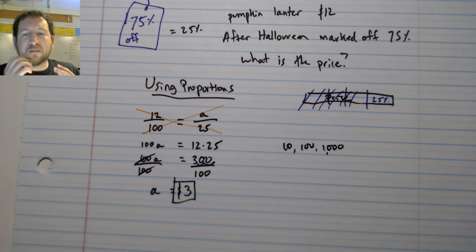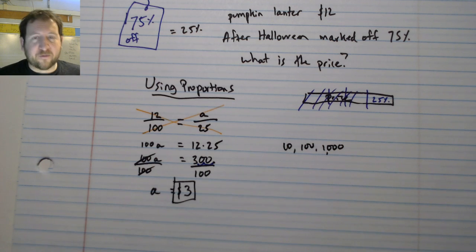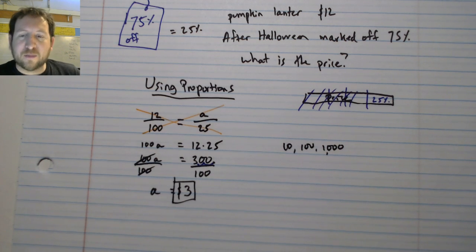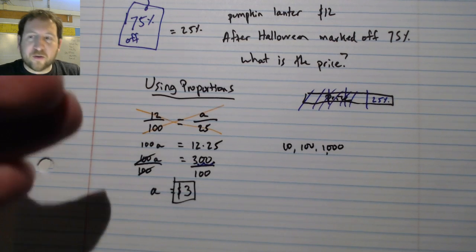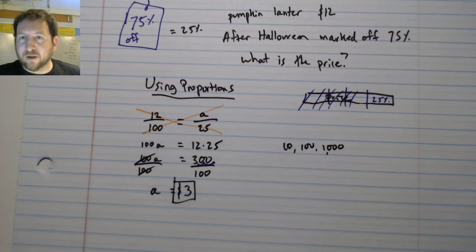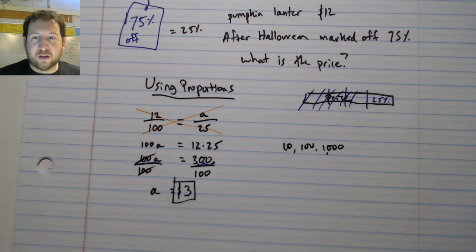Now, this backwards part where we only need 25% of the total price only really is important when we are working with prices. And for the homework, you're not going to be doing that. But I just wanted to show you a real-world example and how we can actually use it.